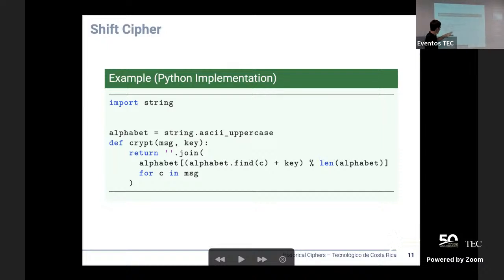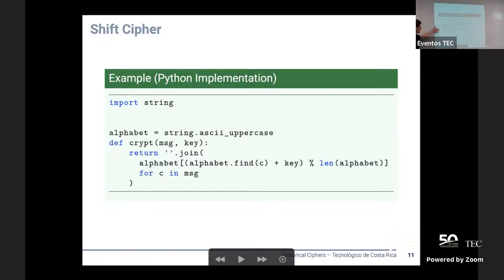And then in order to encrypt a message, you encrypt character by character. So for each character in your plain text, you look up the position, plus your key, because your key is just a number, and you wrap around modulo the alphabet length, because that's how many keys you can have. With 26 letters, we had 26 possible keys. Then you join them all together and you have the encryption algorithm.